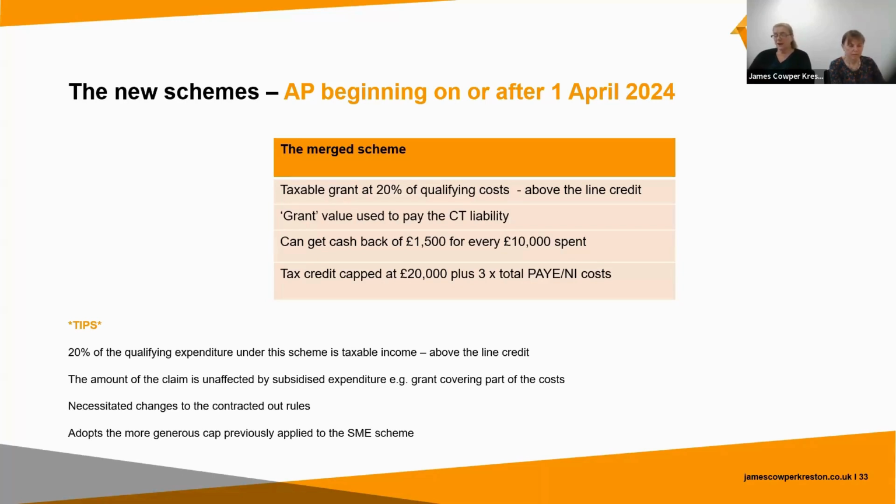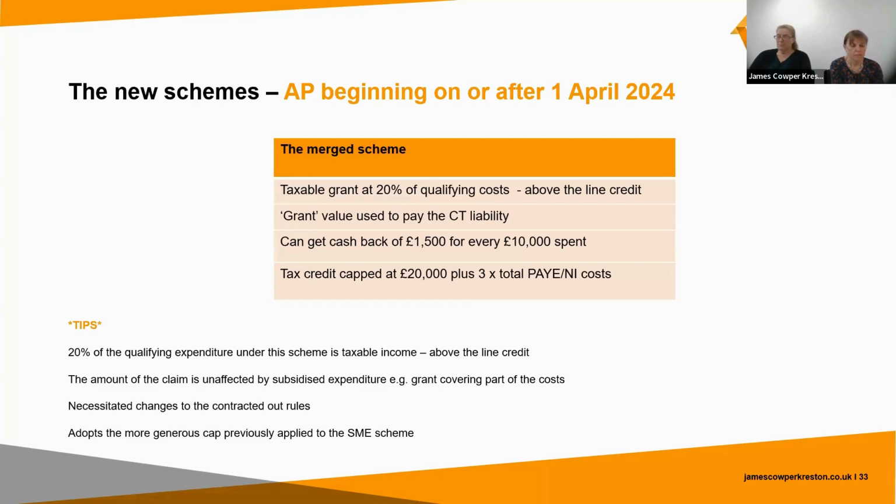This is very much like the RDEC scheme that we currently have in place. So the credit arising, as you can see there, is 20% above the line. That is to say that the qualifying expenditure at 20% will be shown as other income in your financial statements.